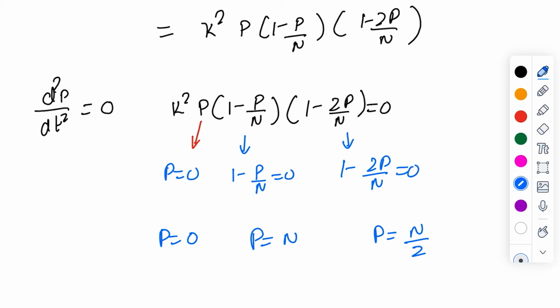Now p equals 0 is not possible because the population cannot be 0. The maximum population cannot be n also. Then the only possibility is p equals n upon 2.